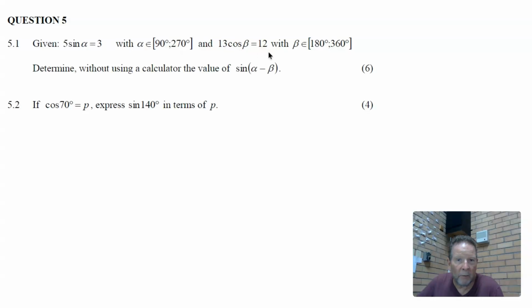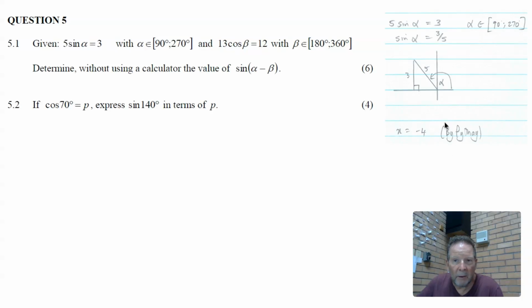This one we know cosine's positive 12 over 13, but it's got to be between 180 and 360. So that must be in the fourth quadrant. And that's what Mr. Autry has done here. That's right. Cosine is between 90 and 270. 90 and 270 down here must be where tangent's positive, must be right here, not tangent, sine, I mean.